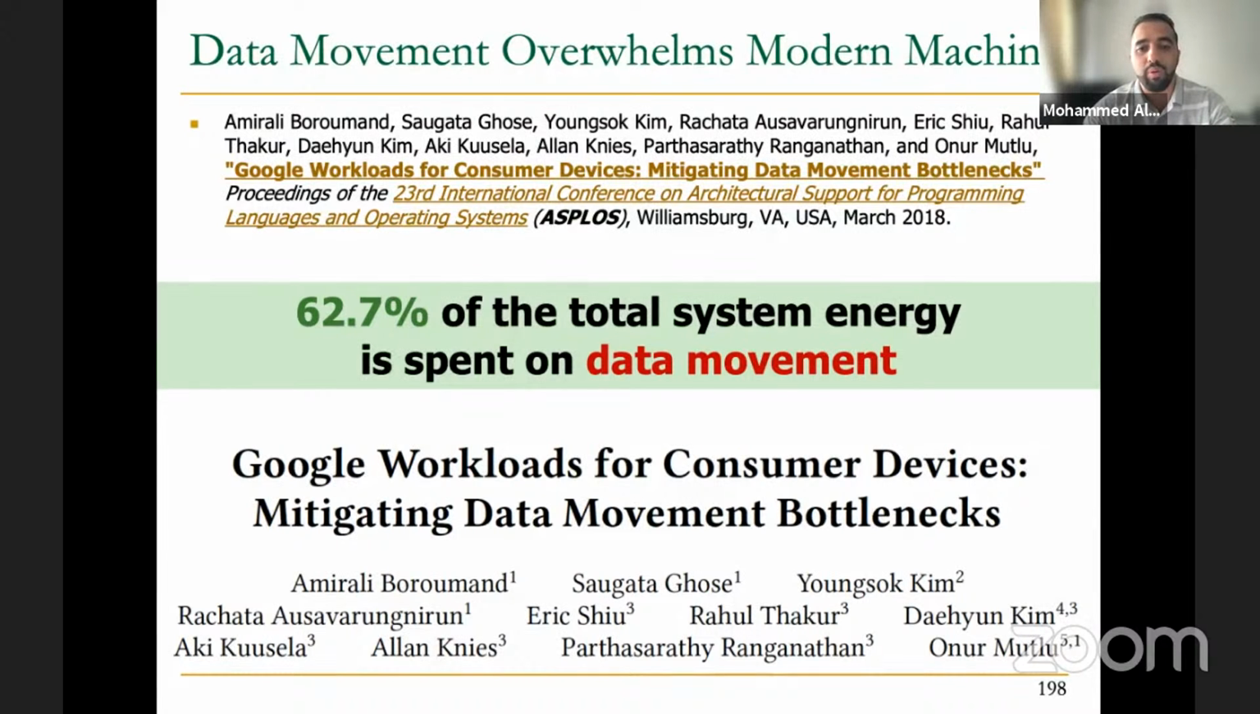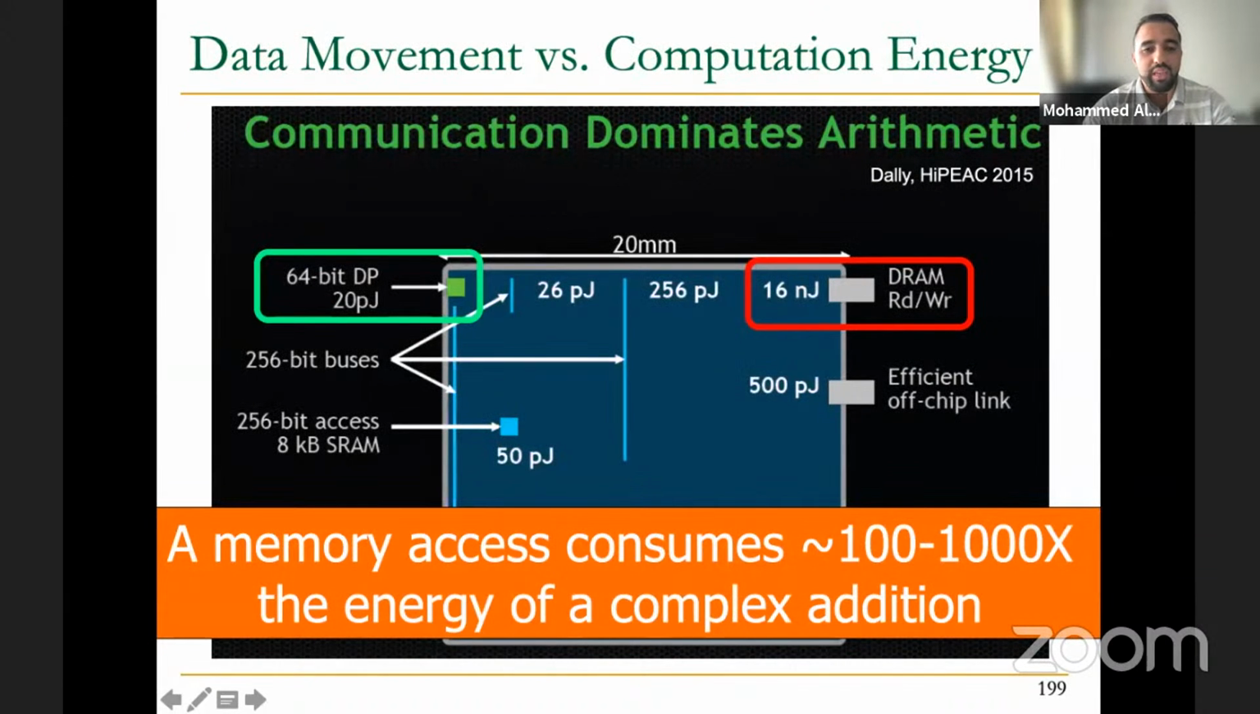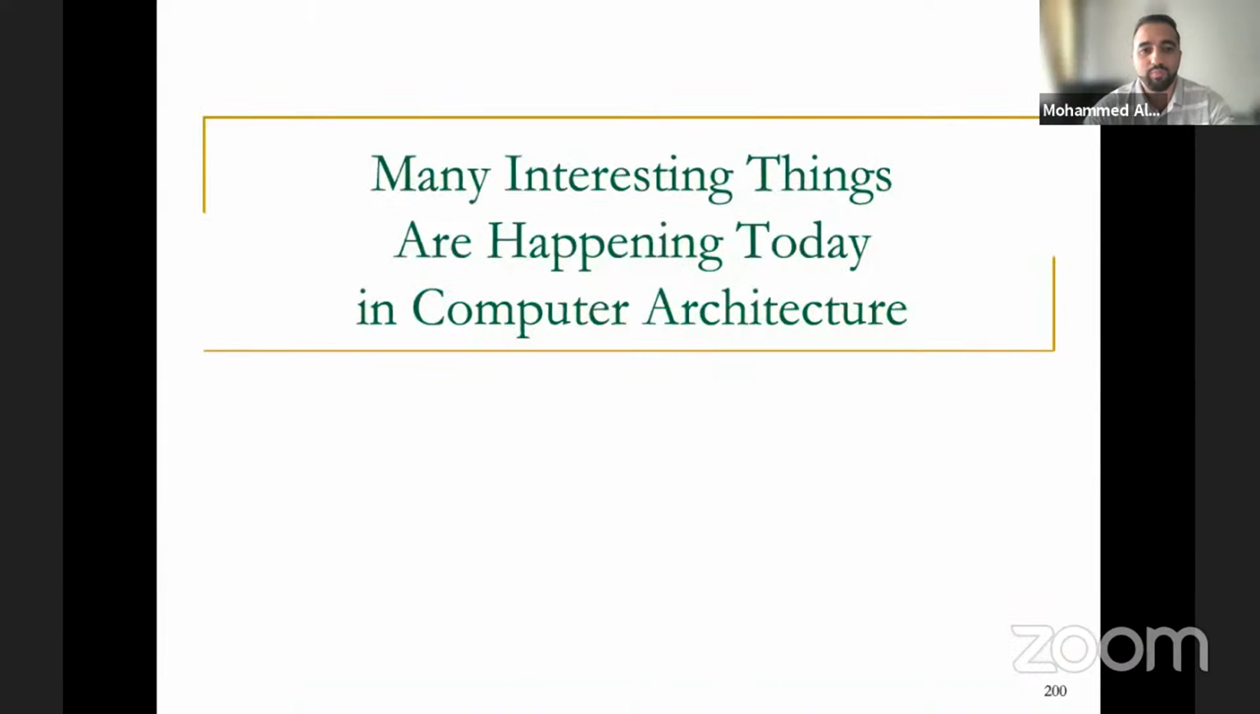So think about doing the processing inside the memory, or near the storage, or even near where the data is produced. Just to give you an example of this data movement issue, you can see that a memory access consumes about 100 to 1000x the energy of a complex addition. So just doing a complex addition is way cheaper than accessing the main memory.